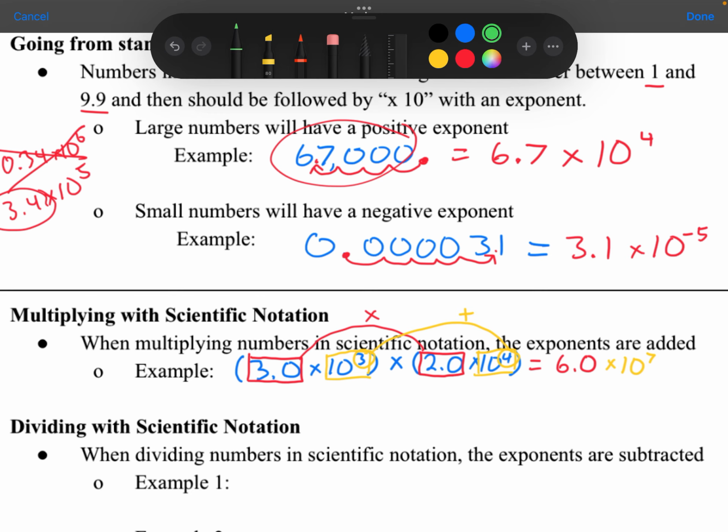If I write 3.0 times 10 to the 3rd in standard form, that's 3,000. I multiplied that by 2.0 times 10 to the 4th, which is this number. Right? So really what I'm doing is I am multiplying 3,000 by 20,000. If I do that, we can use a little math trick. We're going to get a 6, and we're going to just tack on our zeros, right? This has 3 zeros, that has 4. So we're going to end up with 1, 2, 3, 4, 5, 6, 7.